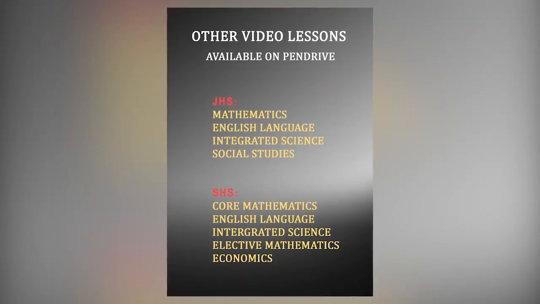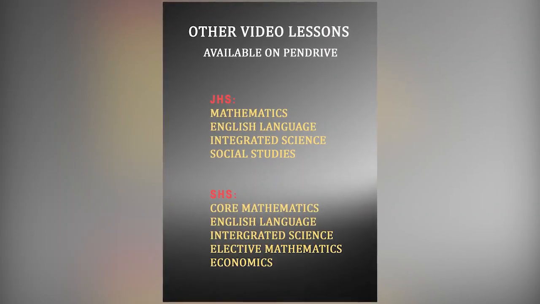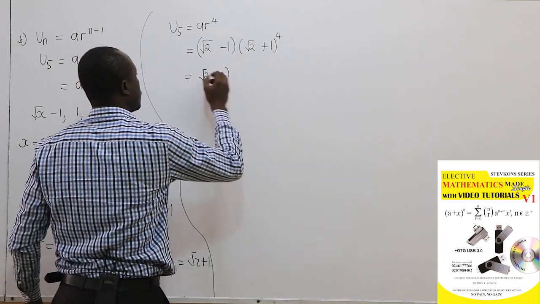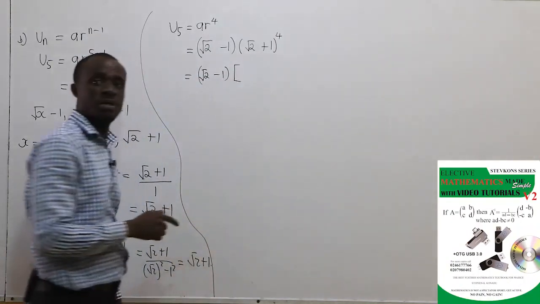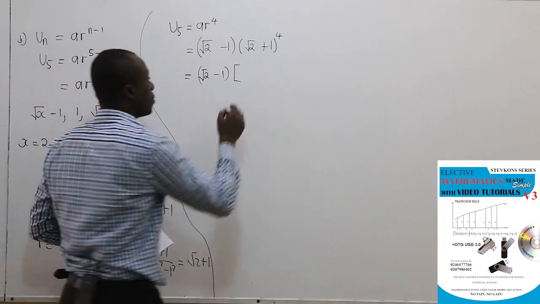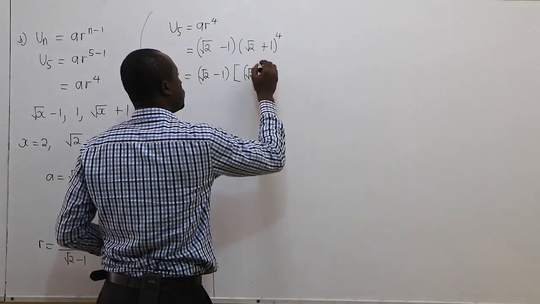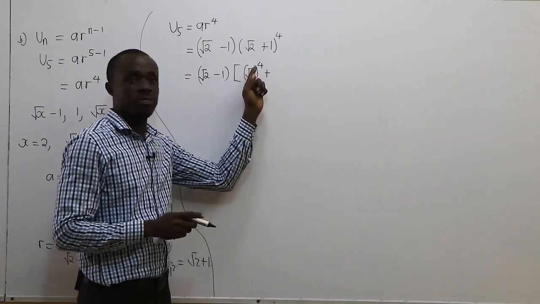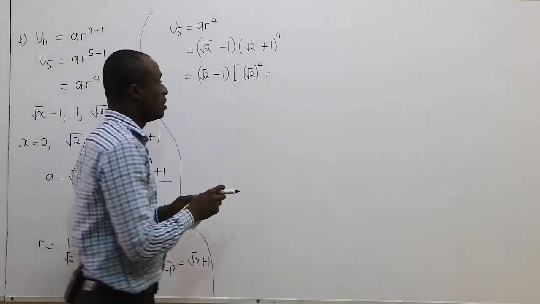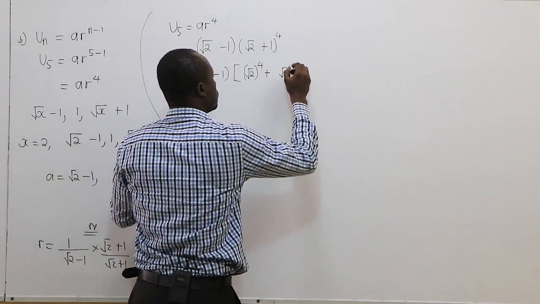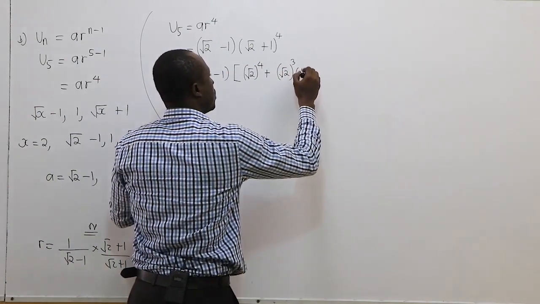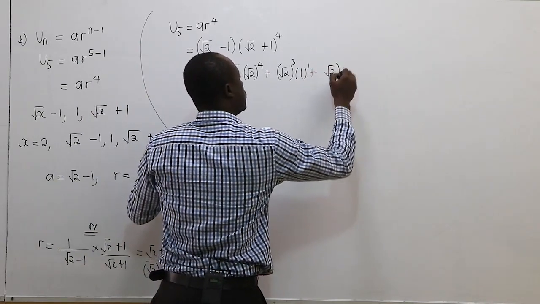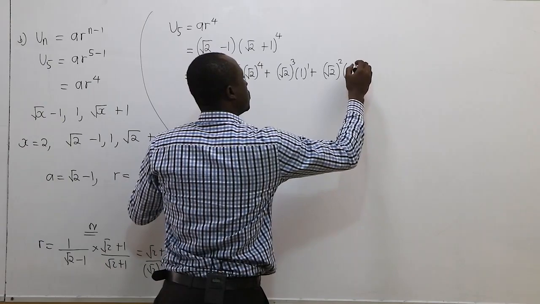Now, clearly, we have root 2 minus 1, and this, we want to expand using Pascal's triangle. So we are going to have root 2 to the power 4, plus, now the first power has to decrease and the second power has to increase. So we are going to have root 2 to the power 3, since the 4 reduces by 1, and then 1 to the power 1 also coming, plus root 2 to the power 2, decreasing by 1, and 1 to the power 2.